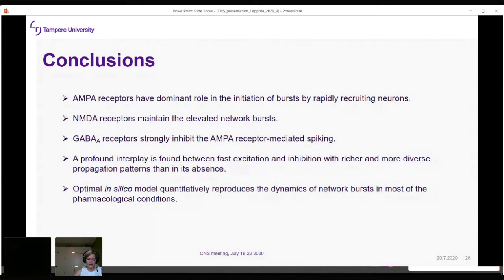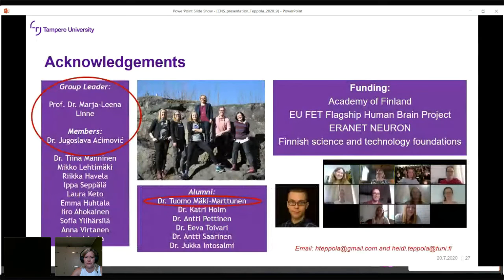Furthermore, a profound interplay is found between the fast excitation and inhibition, with richer and more diverse propagation pattern than its absence. Additionally, we have constructed new data-driven network modeling approach that uses microelectrode array data as a training and test set to study the impacts of synaptic and cellular mechanisms on cortical network activity. And the optimal model reproduces with remarkable accuracy the dynamics of network burst in most of the pharmacological conditions.